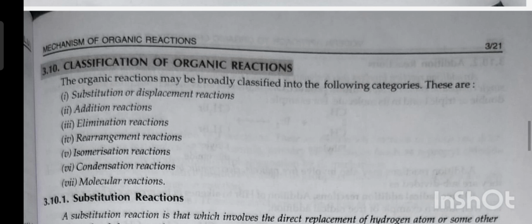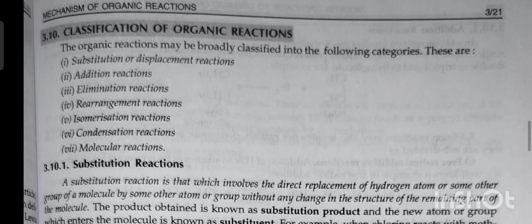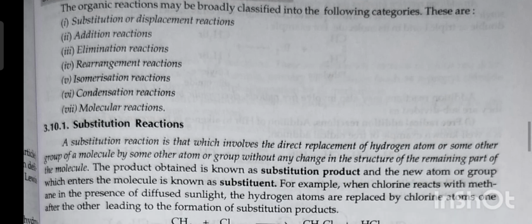Classification of organic reactions. Organic reactions may be broadly classified into the following categories. These are: first, substitution or displacement reaction. Second, addition reaction. Third, elimination reaction. Fourth, rearrangement reaction. Fifth, isomerization reaction. Sixth, condensation reaction. Seventh, molecular reaction.